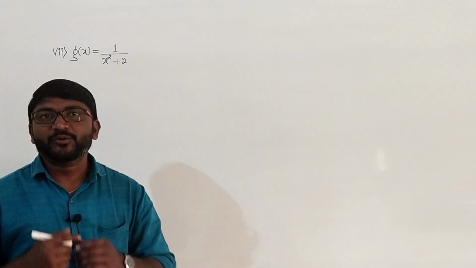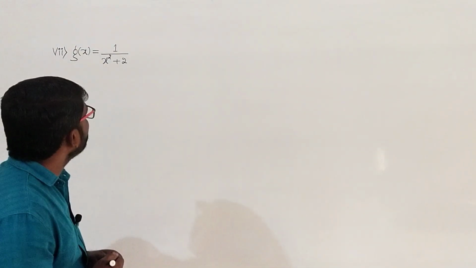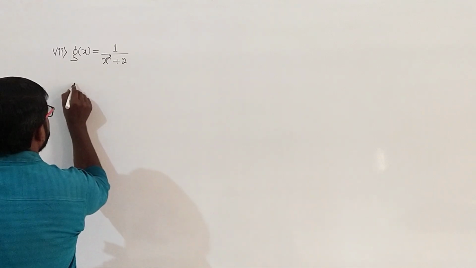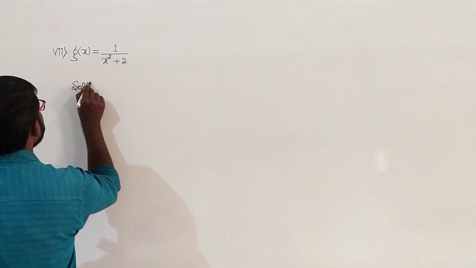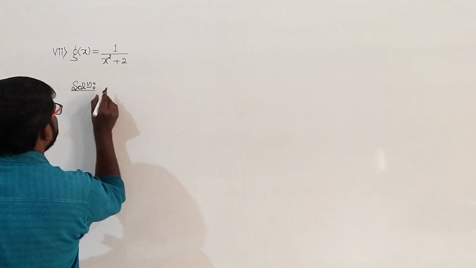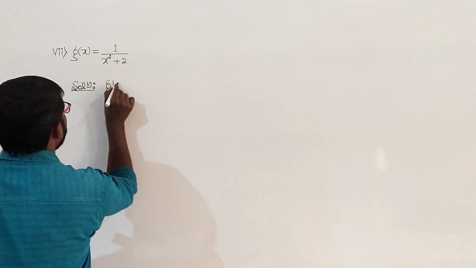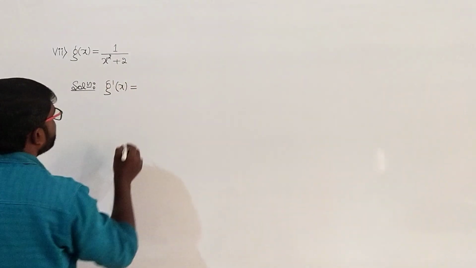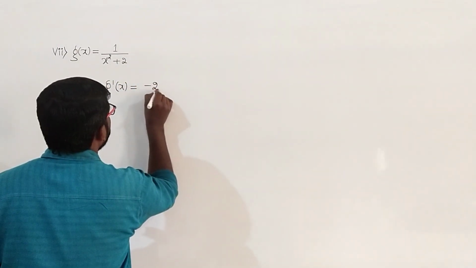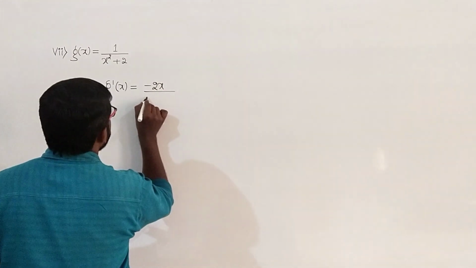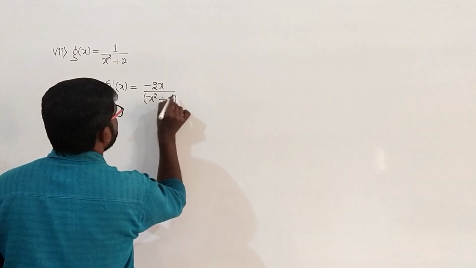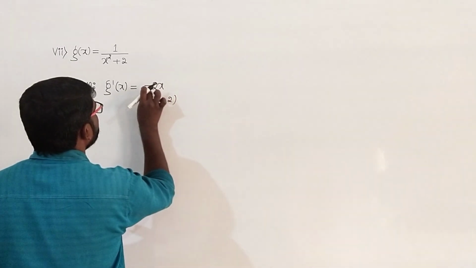Well, the seventh problem: g of x equal to 1 divided by x square plus 2. So we'll go for the derivative. You get g dash of x, which is equal to, what is the derivative of this? It is minus 2x divided by x square plus 2 the whole square.